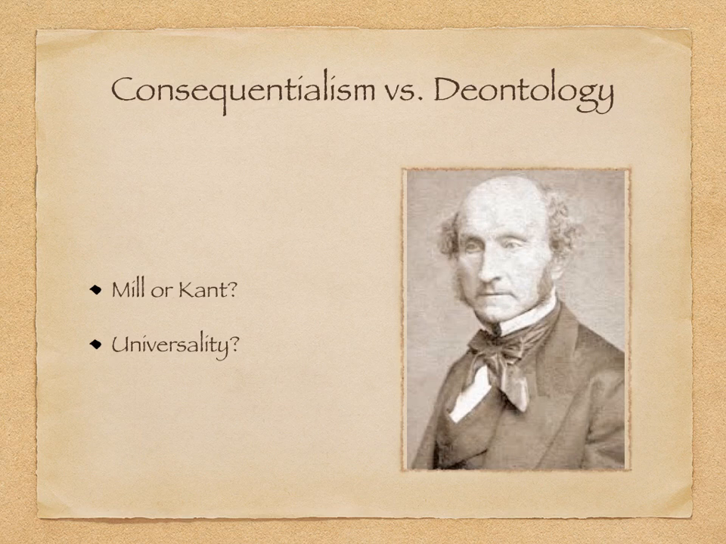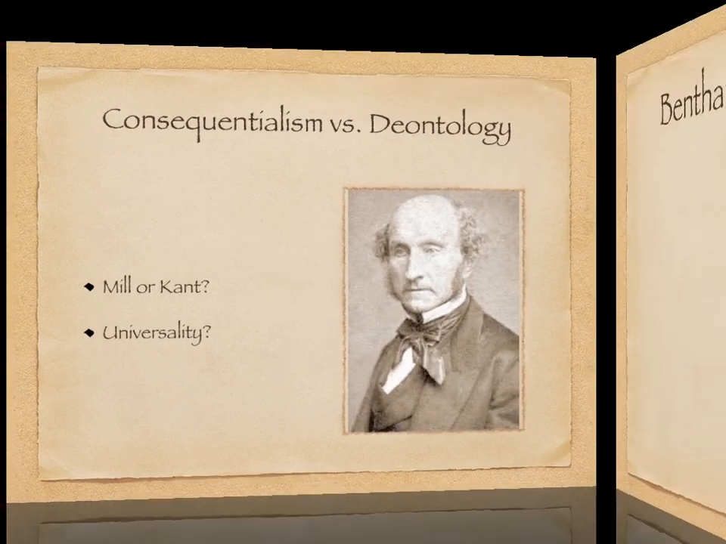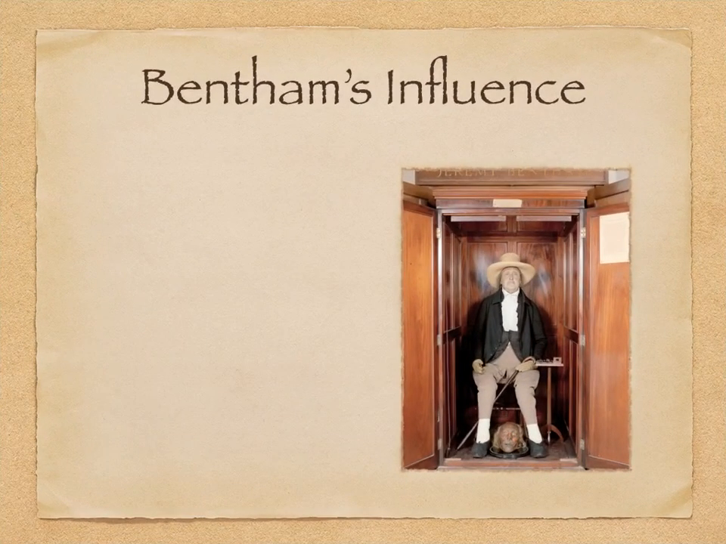So that's a big difference between consequentialism and the philosophy of John Stuart Mill on the one hand, and deontology, which is the name that's given for Kant's philosophy, and its emphasis on duty and universal moral law on the other. So this lecture we're going to focus on Mill's philosophy. And an important influence on John Stuart Mill is Jeremy Bentham.